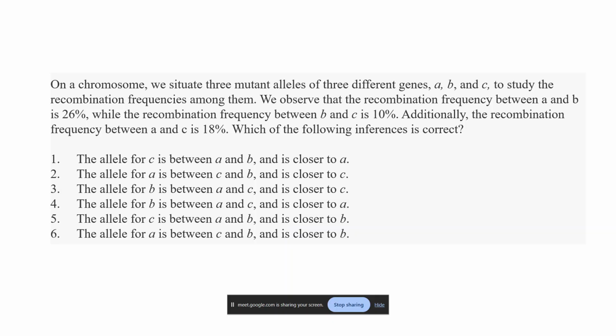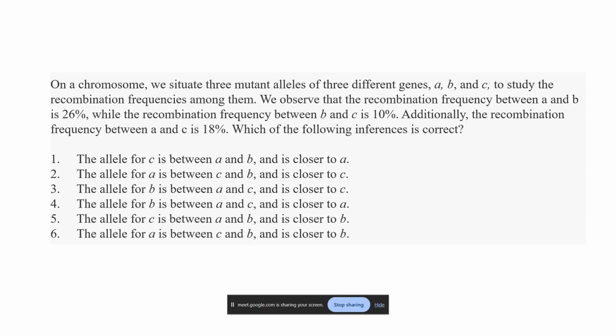So this is the question that you have to solve. I'll give you 3 minutes because it might take some time for you to understand and solve this question. Whatever information is given to you, try to make a diagram out of it and then try to solve it. One hint I can give you is that it is an example of a three-factor cross. It is a three-factor analysis.